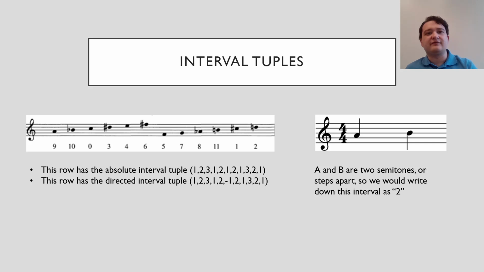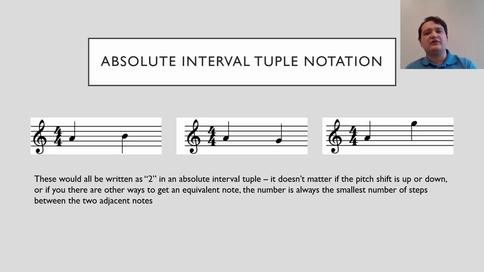There are 2 types of interval tuples that I have described: an absolute interval tuple and a directed interval tuple. An absolute interval tuple is just a list of numbers. Each one represents the smallest number of semitones between 2 adjacent notes in the 12-tone row.